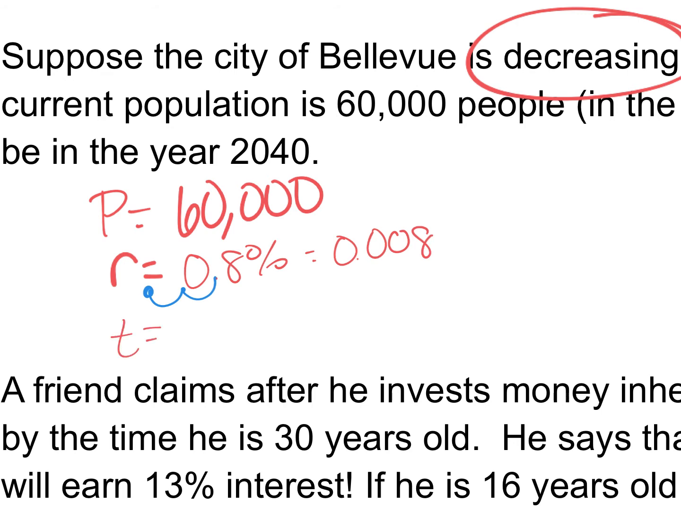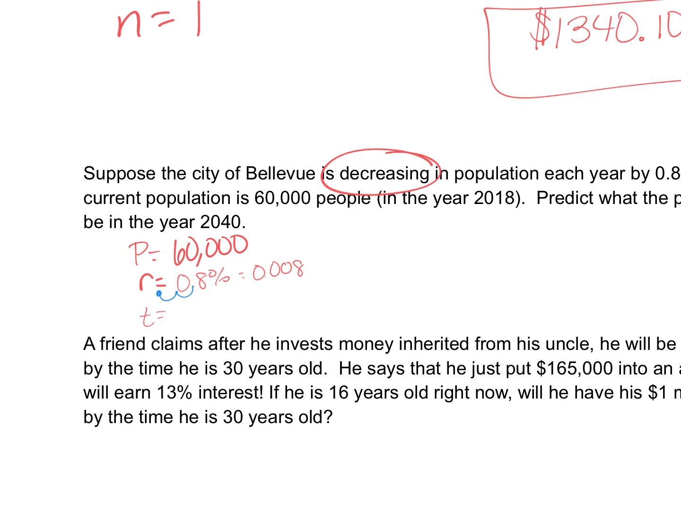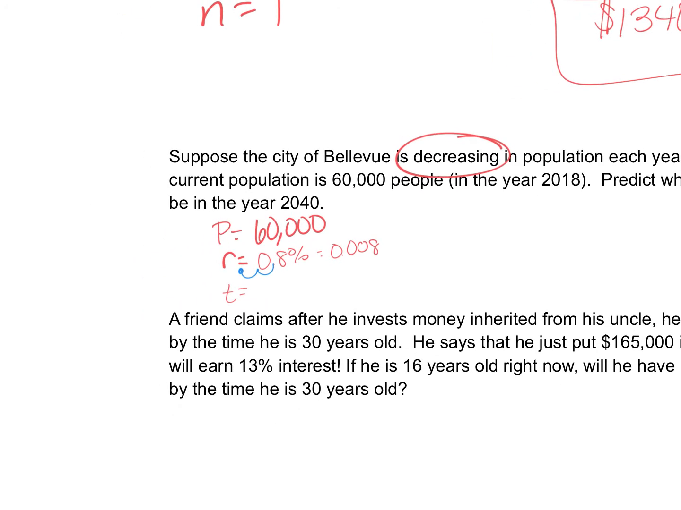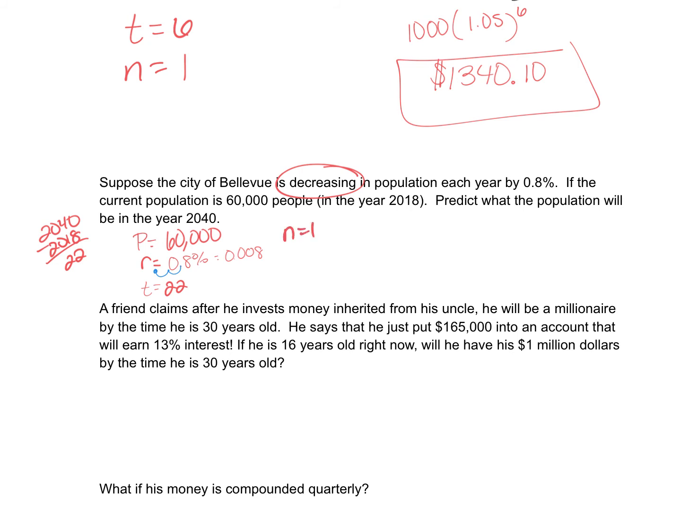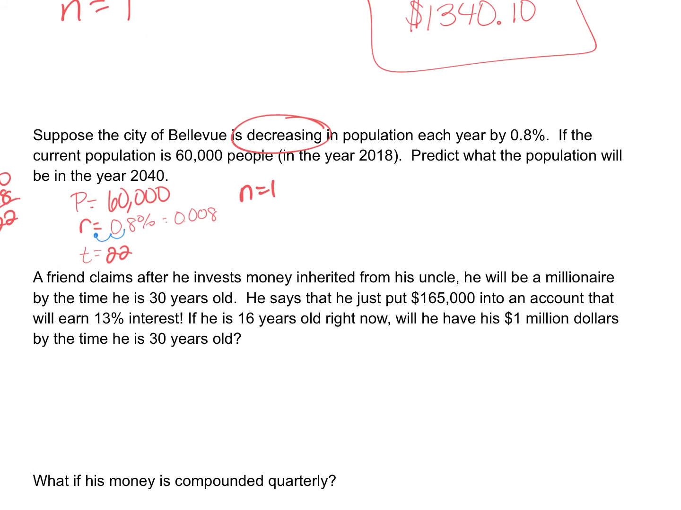The time, okay, this is tricky. If it's year 2018 and we're wanting to know what it'll be in 2040, you need to subtract them. 2040 minus 2018, that would be 22 years. And then the n on this one is 1 because it doesn't say anything about compounded yearly or daily or anything like that. Okay, so plug it in your formula. You've got 60,000 parentheses 1 plus, I'm gonna skip the r over n part for this one because the n is 1. If you would like to write it, you can, but I'm not going to.